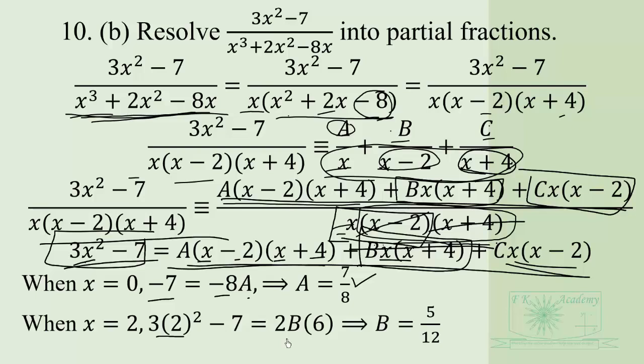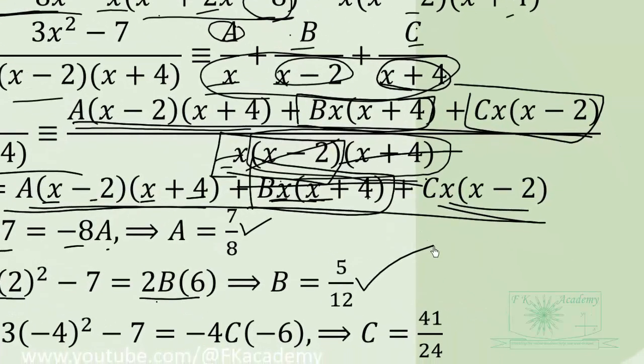So when you put 2 here, you get 6. Then we put 2 here again. So 2 times 6 will give us the 12 over here. Dividing through by 12, you get 5 over 12 for b. Then when x equal negative 4, we're going to get 3 times negative 4 squared minus what is here. And that will also simplify to give us 41 over 24.